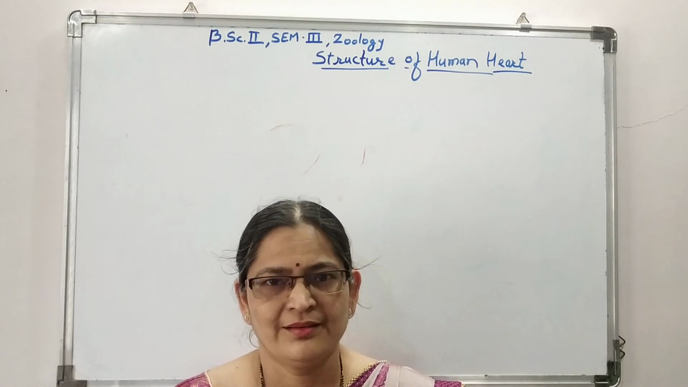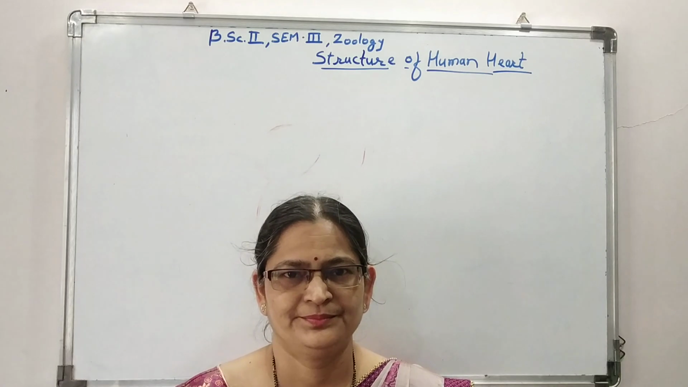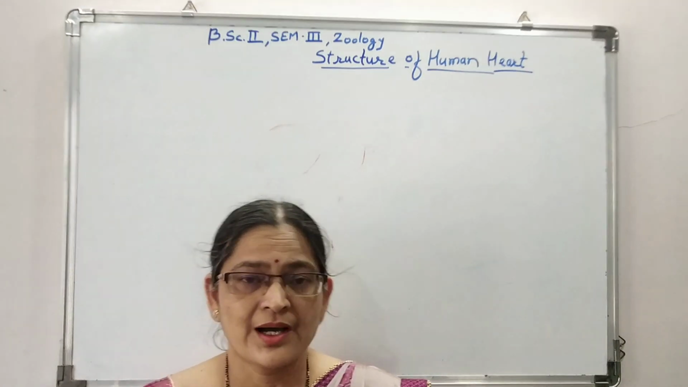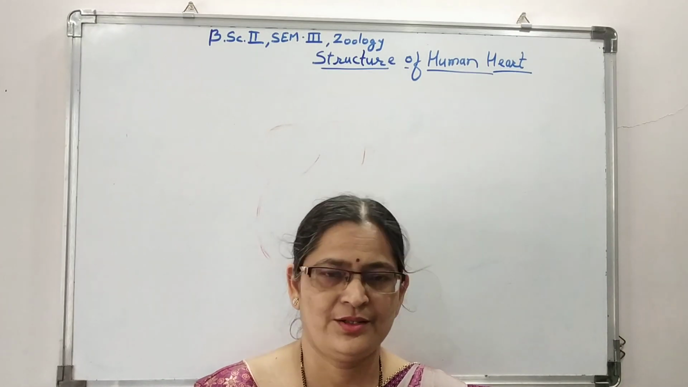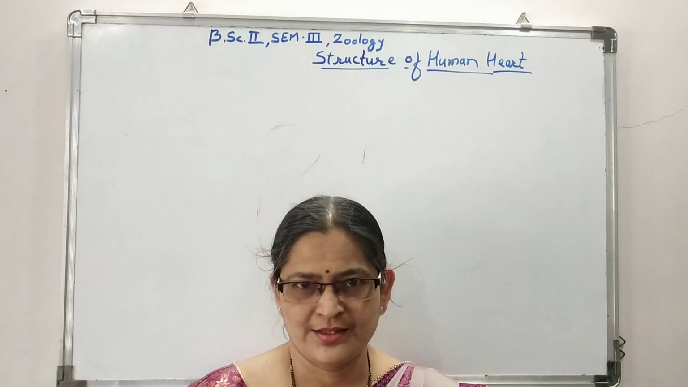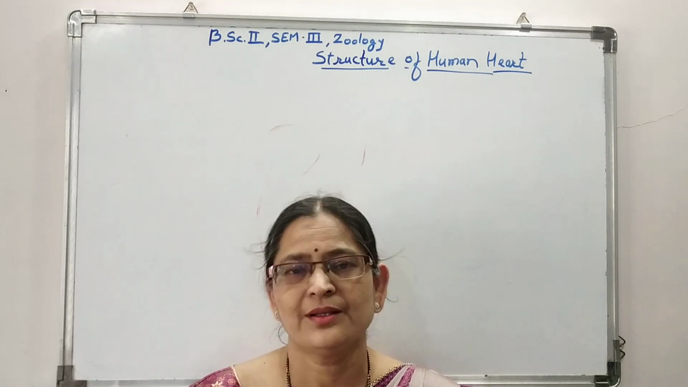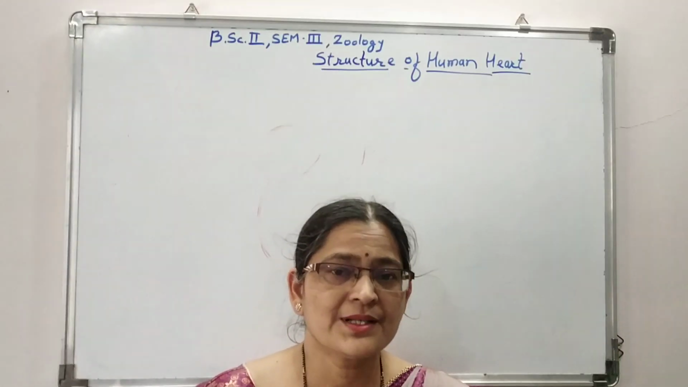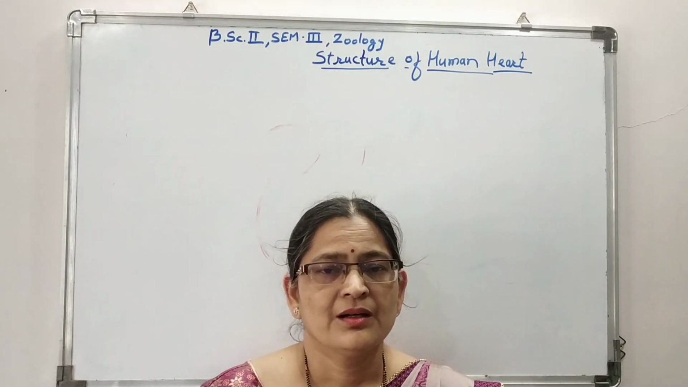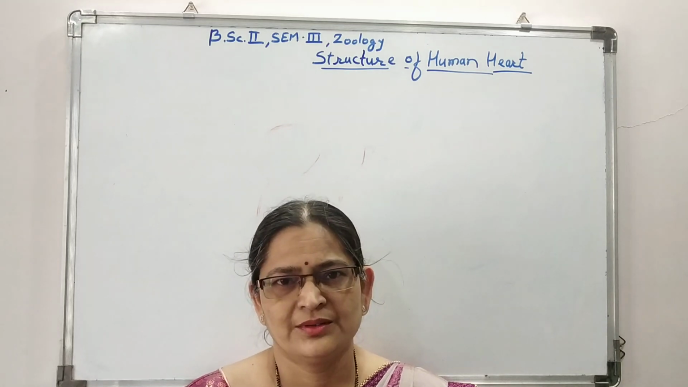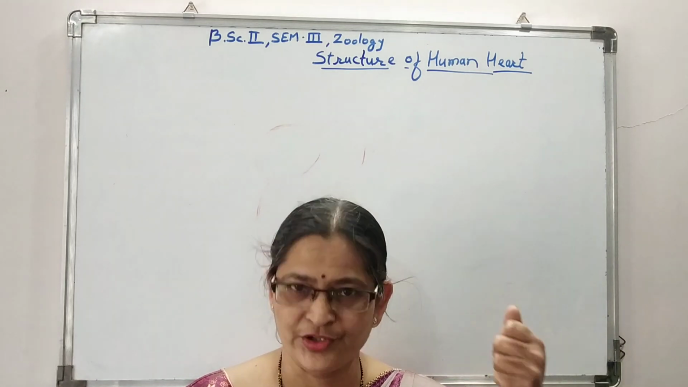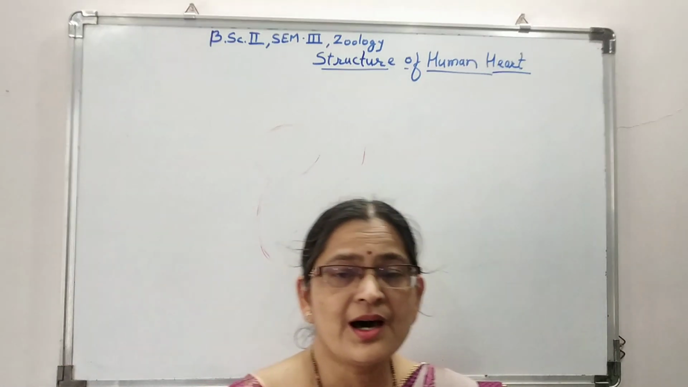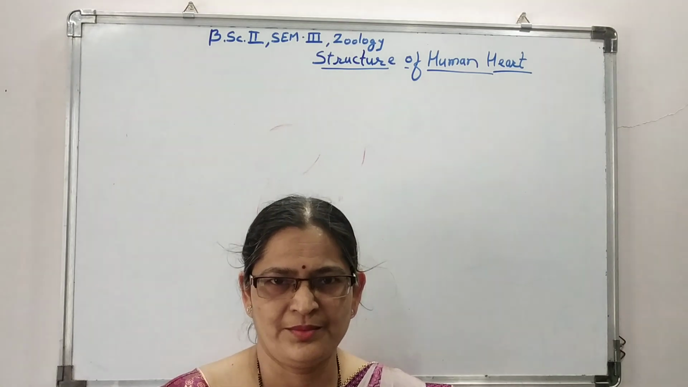Today we have to see the structure of the human heart. Now where is the heart situated? Our heart is situated in the thoracic region, in between two lungs, and it is slightly shifted towards the left side. Then, what about the size of the heart? Our heart is near about the size of our closed fist. Then the shape of the heart. Our heart is nearly conical in shape.